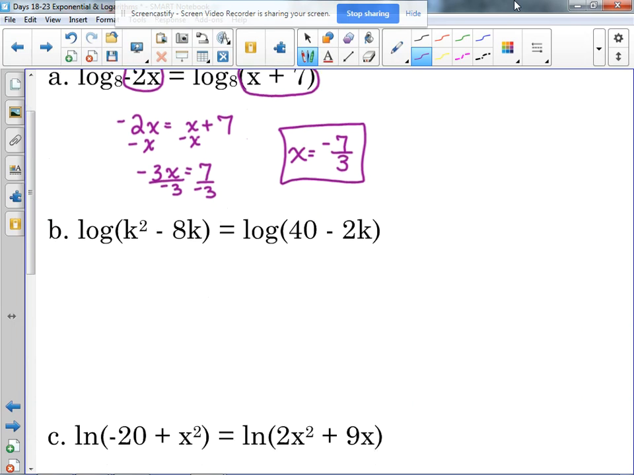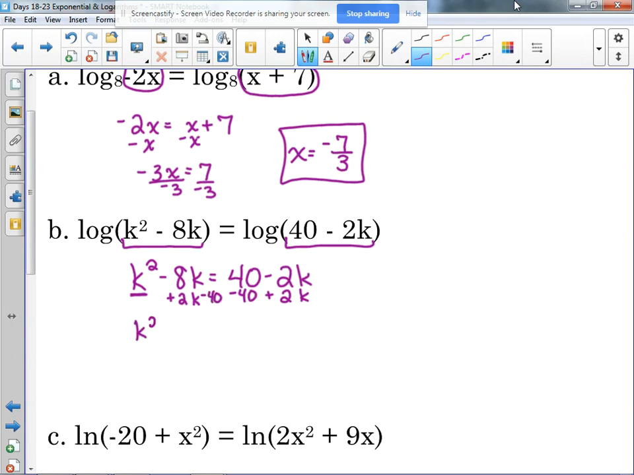Here's another case, log and log. In this case, it's the common log, base 10. It doesn't matter. As long as it's the same log, we set what's inside of each of the logs equal to one another, and we are going to solve for our variable. Now, in this case, we're looking at a quadratic equation because we have our variable k being squared. So everything has to be on one side. In this case, we're going to move it to the left side.